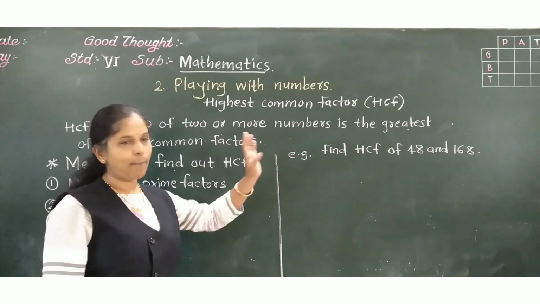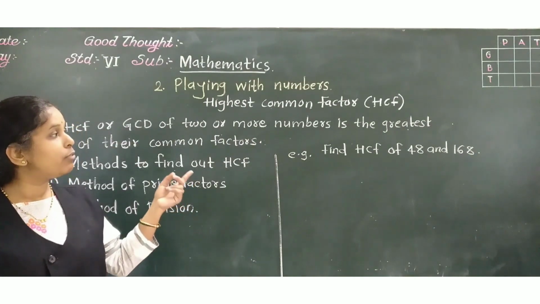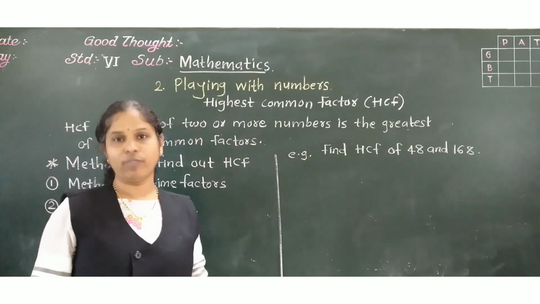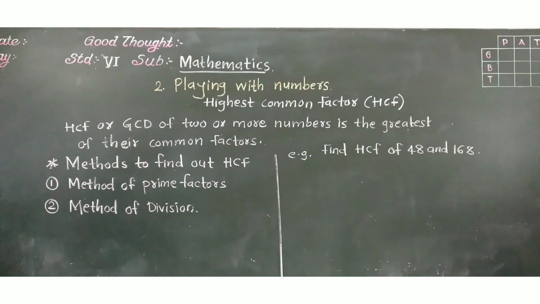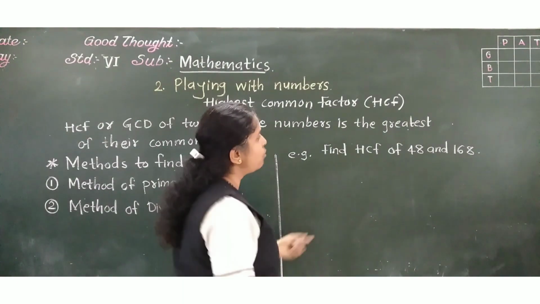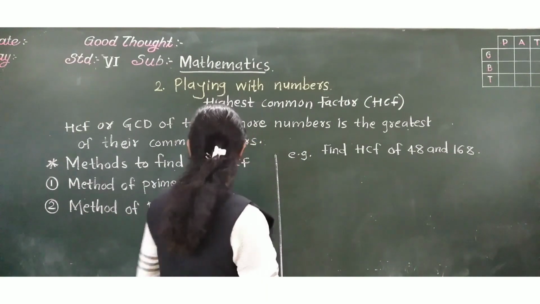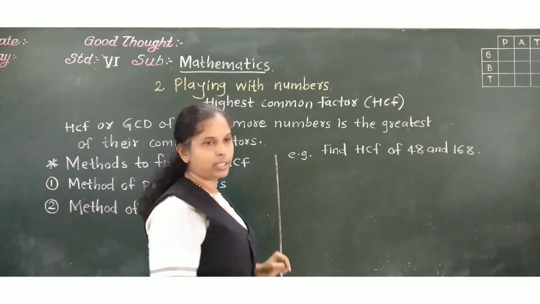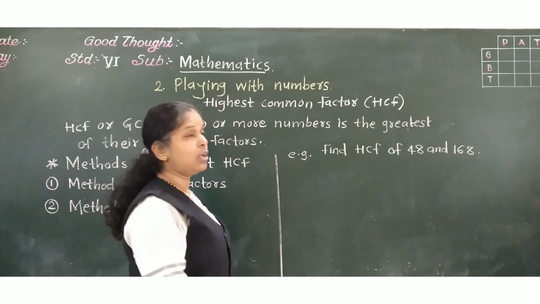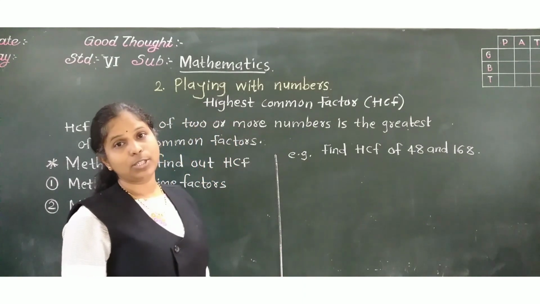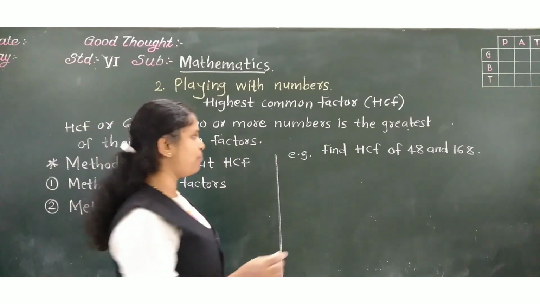Here I have taken one example: find the HCF of 48 and 168. I will show you both the methods. See here, 48 and 168. First we will find it by the prime factors method. Students, do you remember how to find the prime factors? We can find them separately also.